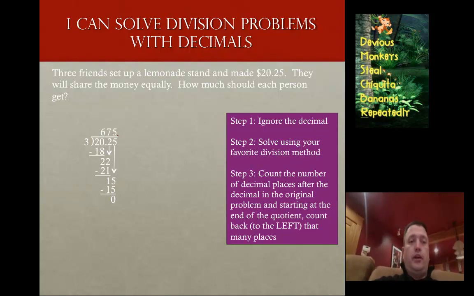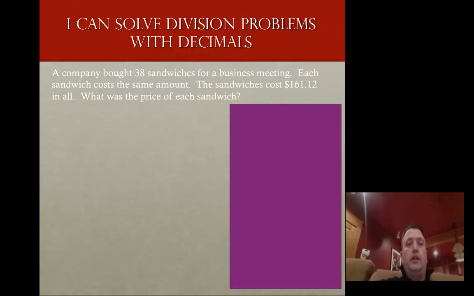Okay, so now my decimal point, I'm going to place it at the end. And if you look at this problem, I had 2 spaces that came after the decimal. So now I'm going to go back to the left 2 spaces. And when I move that decimal point there, the answer to my division problem, $20.25 divided by 3, is $6.75.